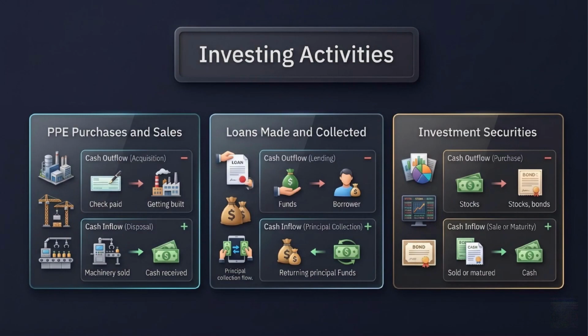Investing activities reflect cash tied to productive assets and investments. Cash paid to acquire property, plant, and equipment is an investing outflow. Cash received from selling equipment is an investing inflow. The full proceeds from sale go to investing activities even if a gain or loss appears in net income. Loans made to others are investing outflows, and principal collections on those loans are investing inflows. Purchases and sales of investment securities are also generally investing, subject to specific guidance and exceptions.